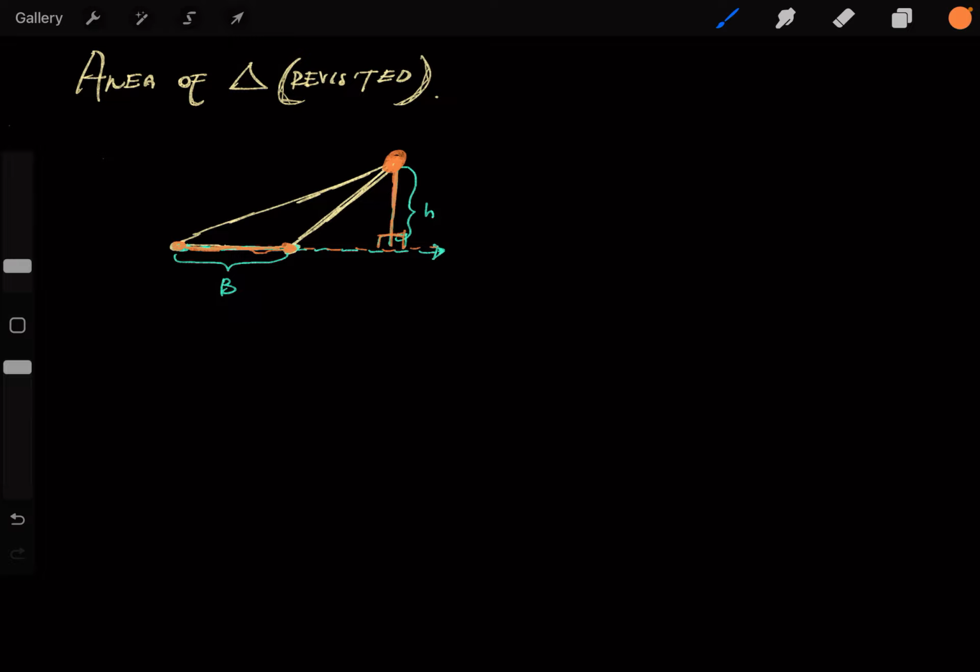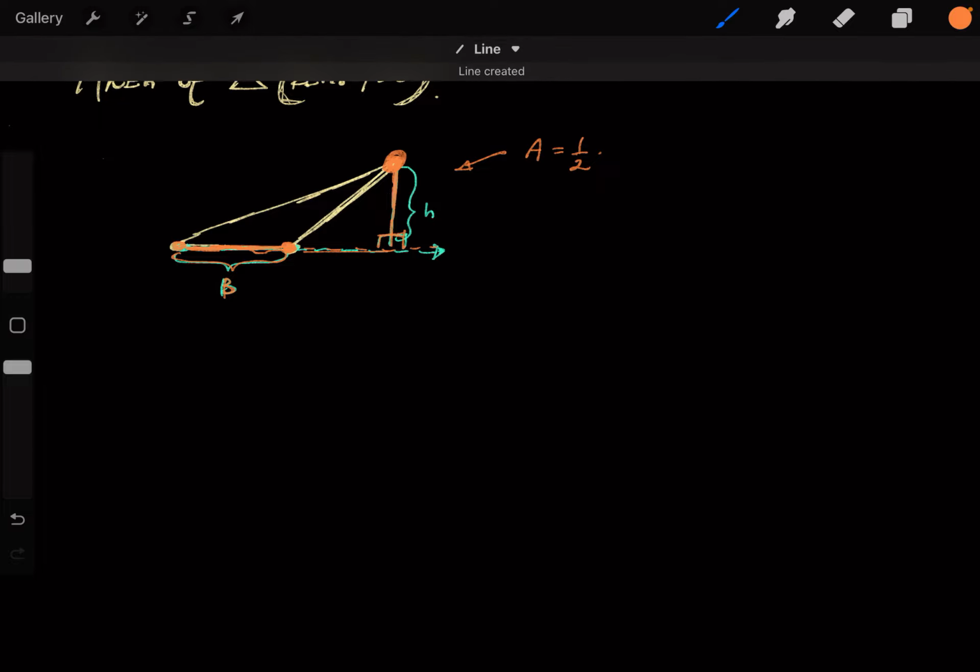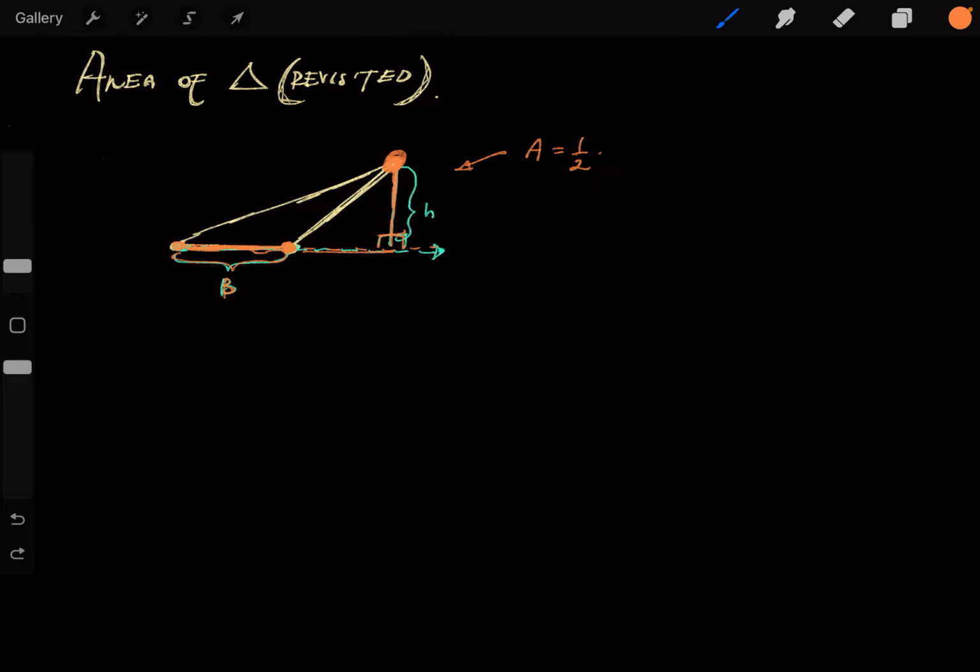And it will still be the case that the area of this triangle will be 1/2 the base, where this length is the base. Just this piece is the base, not this whole thing. Just this piece of the triangle is 1/2 base times this length here, this altitude or this height. And I just want to convince you of this.